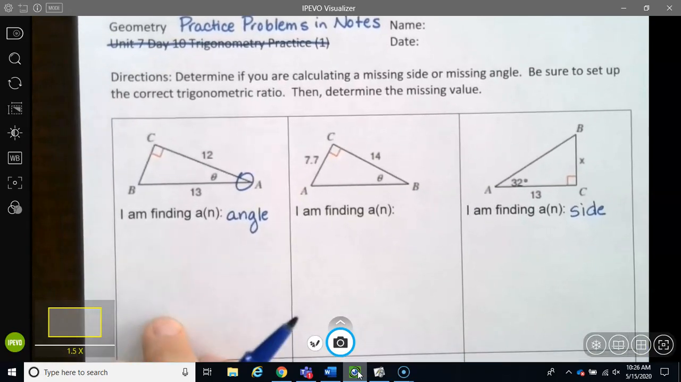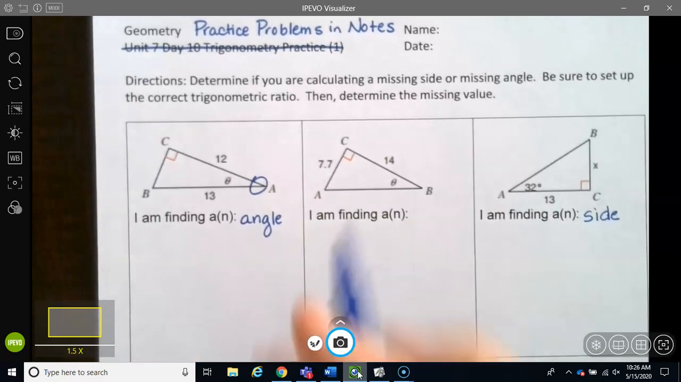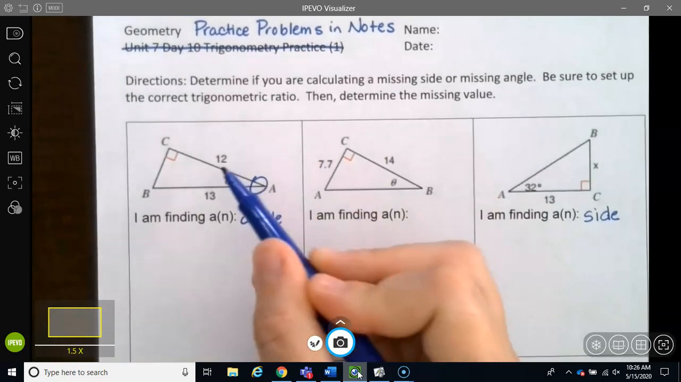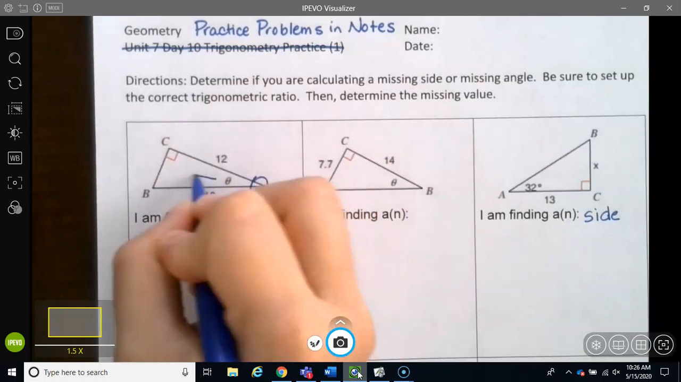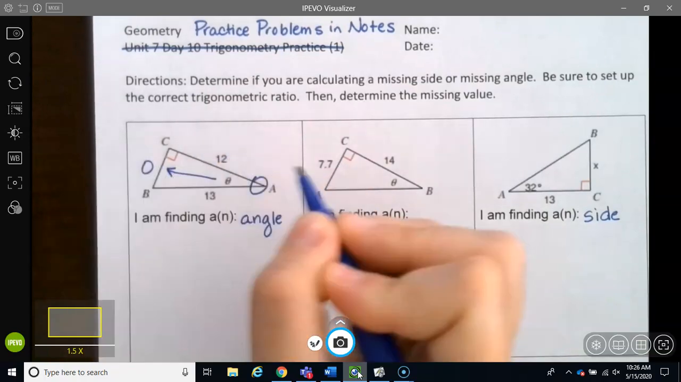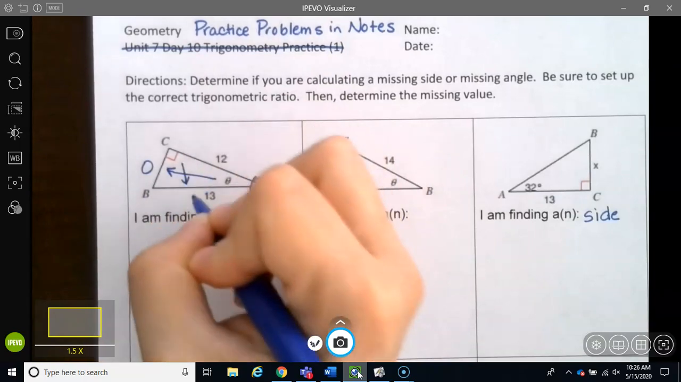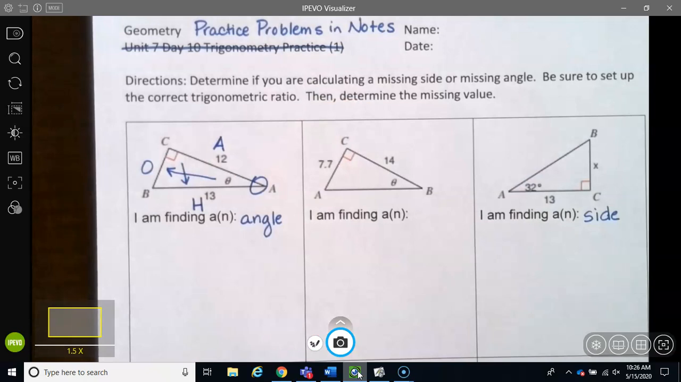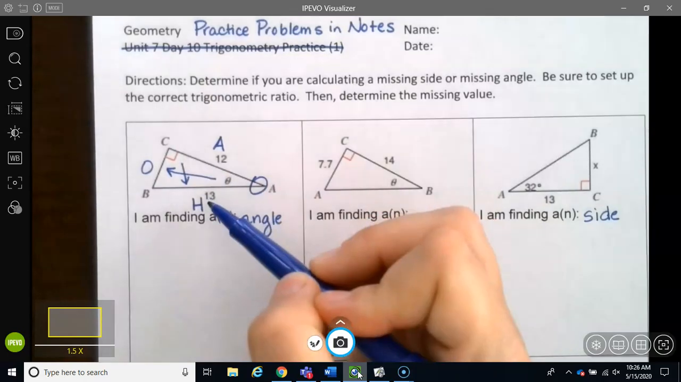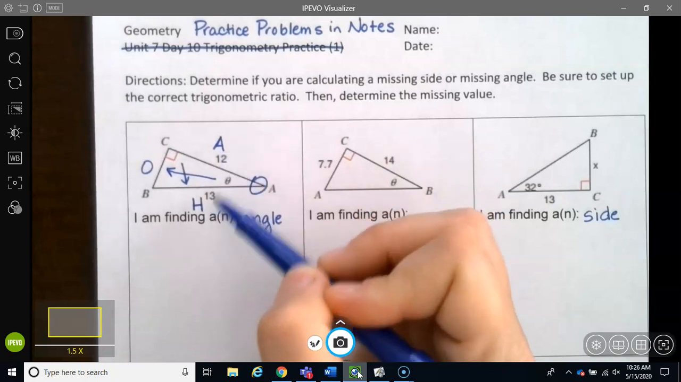All right, so let's go back to this first one. On this one, we're finding an angle. This is the angle we're finding, because that's where the theta symbol was, and so that's our reference angle. Based on that reference angle, here's our opposite side, here's our hypotenuse side, and here's our adjacent side. So we need to set up our trigonometric function based on the 2 sides that we know. Since we only know 2 sides, we have to use these 2 sides.